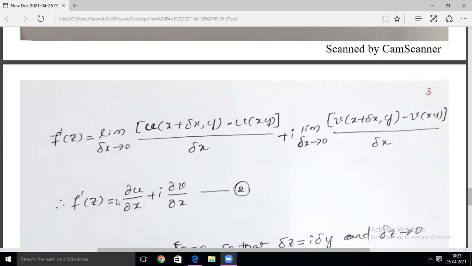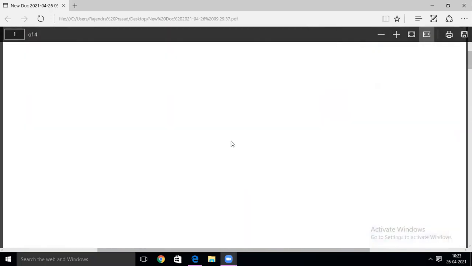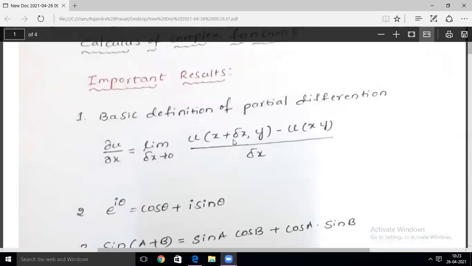So this can be written as, observe carefully here, limit delta x tends to 0 u of x plus delta x comma y minus u of x comma y upon delta x. So this is the definition of partial differentiation. This is the basic definition of partial differentiation.